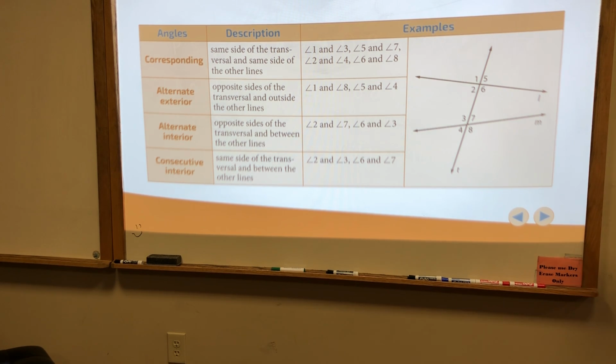1 and, oh, hold on a second. Jake, answer that for me. So if they alternate and they're on the outside, it would be 1 and 8, 5 and 4. Good. 1 and 8, 5 and 4.